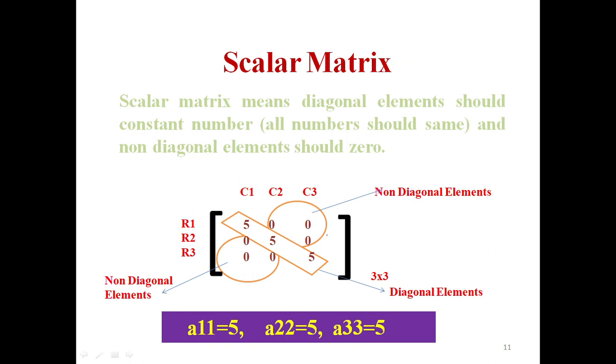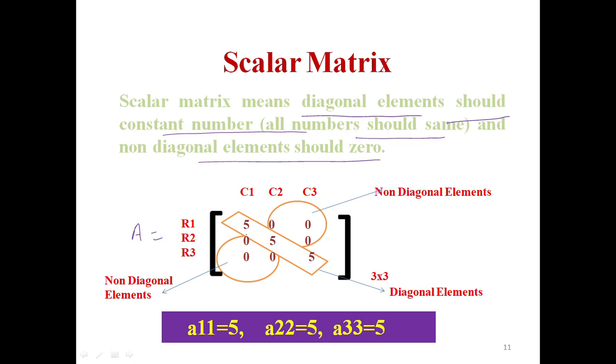Next is the scalar matrix. Scalar matrix means the diagonal elements should be constant. All of them should be the same number, and the non-diagonal elements should be 0. For example, we are given a matrix.